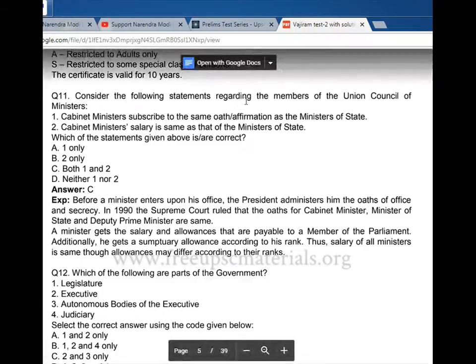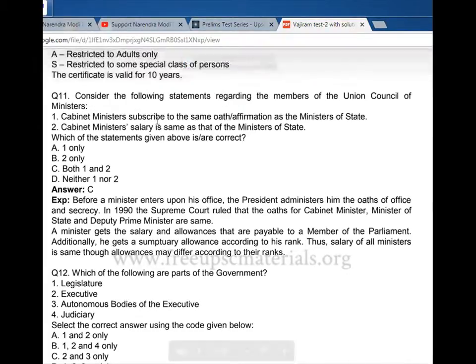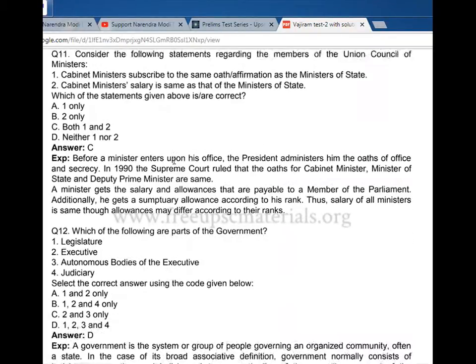The next question: consider the following statements regarding the members of the Union Council of Ministers. So all are correct. Cabinet ministers subscribe to the same oath or affirmation as the Minister of State. Cabinet minister's salary is the same as that of the Minister of State. So both are correct.